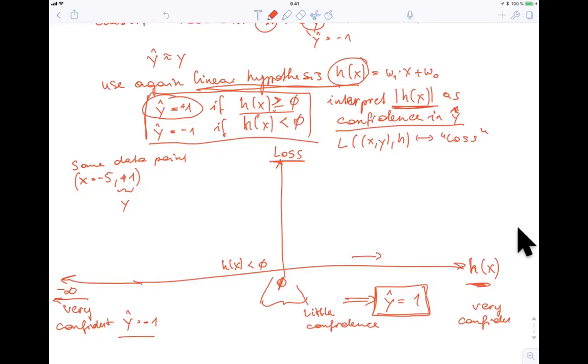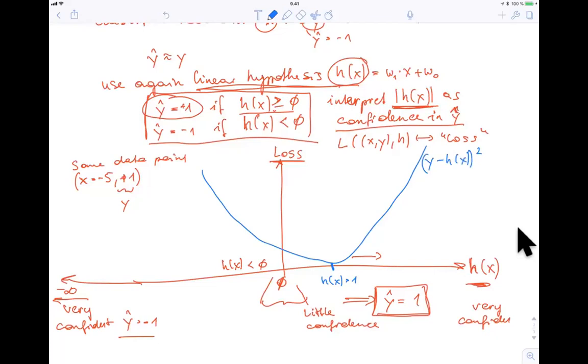Okay, so let's now try to develop an intuition for how a good loss function should look like. So there was one suggestion to use as loss function, the squared error. So the squared error would look like as follows. Y is equal to plus one. So the squared error would be zero here when h of x equals one. So this would be y minus h of x squared. So this is the squared loss.